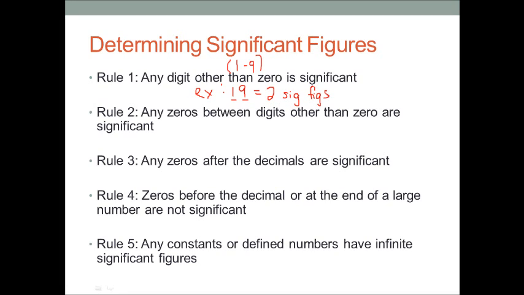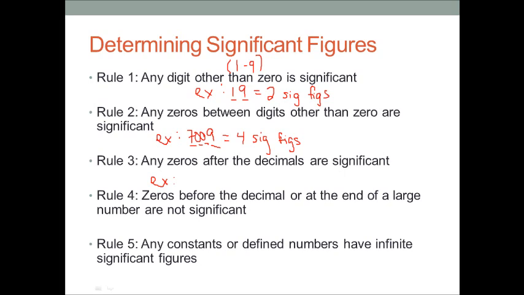0 has several different circumstances. Rule 2 says any 0 between digits other than 0 are significant. Meaning, for example, if we had the number 7,009. Both 7 and 9, according to Rule 1, are significant. Well, we have 2 zeros sandwiched between a number other than 0, so those also count as significant figures. So for this example, it would have 4 sig figs.